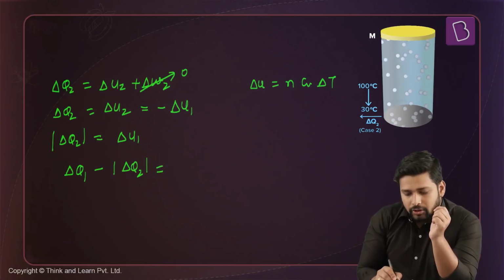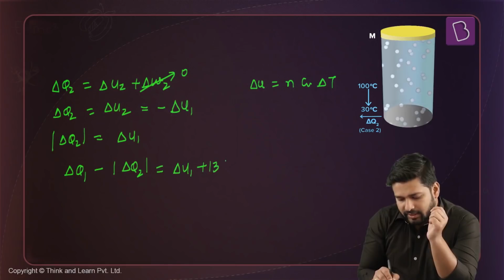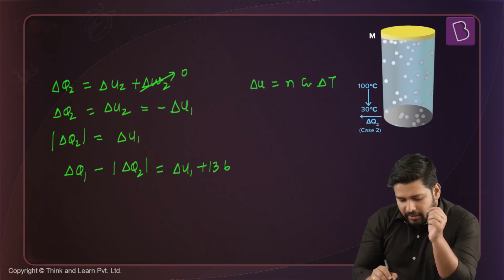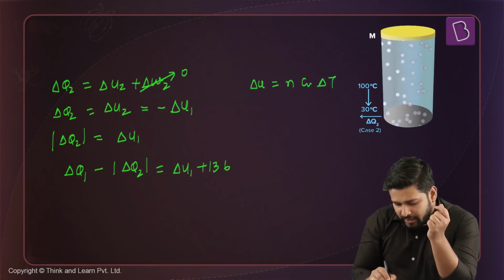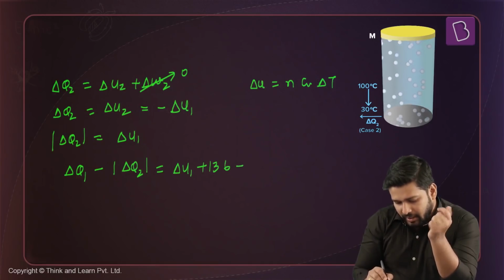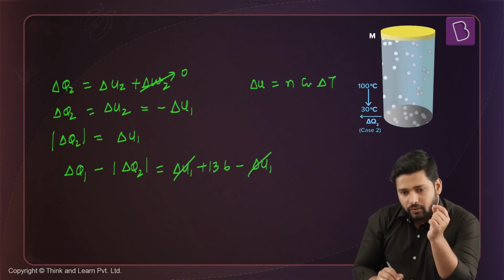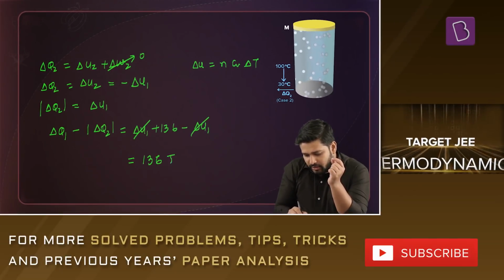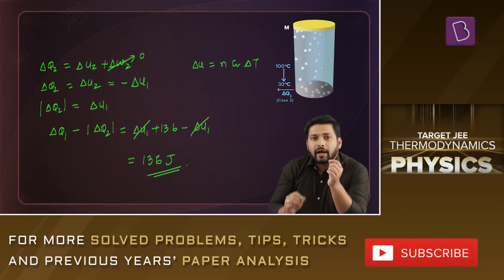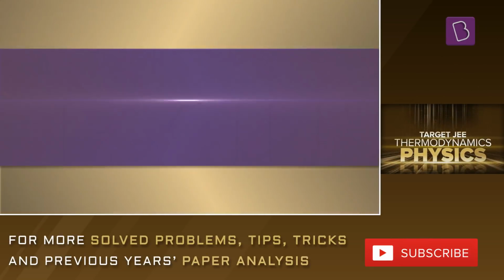That's equal to delta Q1, which was delta U1 plus 136 that we have already calculated, and mod of delta Q2 was equal to delta U1. With a minus sign I put over here, minus mod of delta Q2 is minus delta U1. So if I do that, this delta U1 and minus delta U1 get cancelled, and we end up with a final answer of 136 joules. And 136 joules is the correct answer.